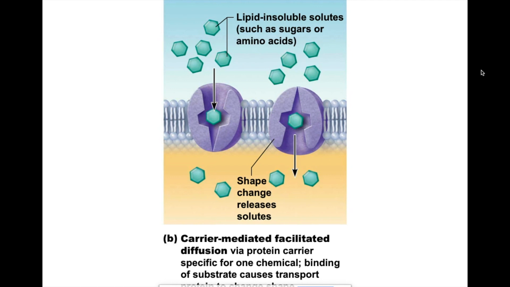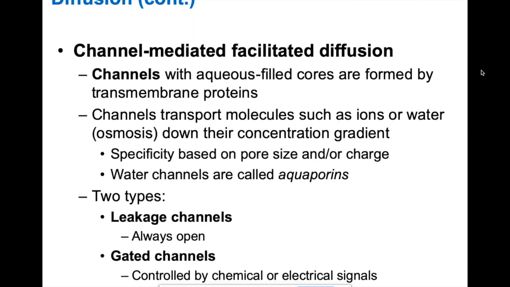So the shape change is actually going to release the solute to the intracellular side of the membrane. Again, this is called a carrier protein, and it's specific for one specific chemical, as most proteins are; they display high specificity. So this is how they work. There's actually a conformation change that happens with the protein. It changes its shape in order to move things from one side of the membrane to the other. Notice there's still no ATP used here.